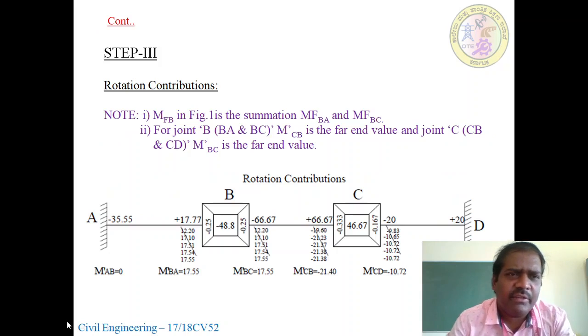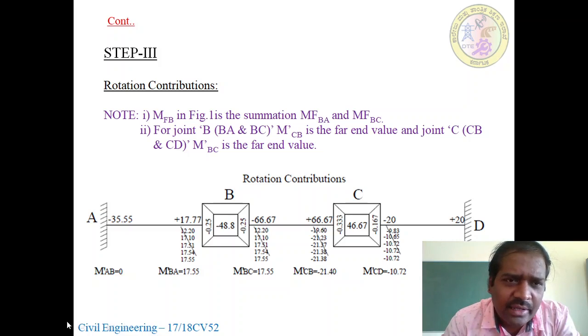In step 3, we have to go with the rotational contributions. It's very, very important. So before that, you have to check. What is the note there? MFB in figure 1 is the summation of MFBA plus MFBC at the joint B, so we have minus 48.8 here.